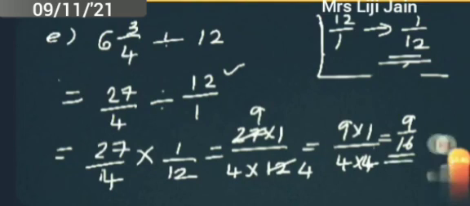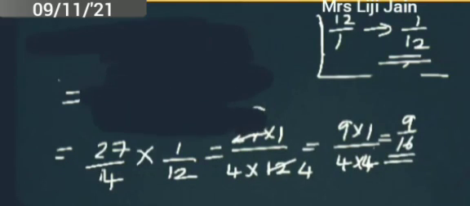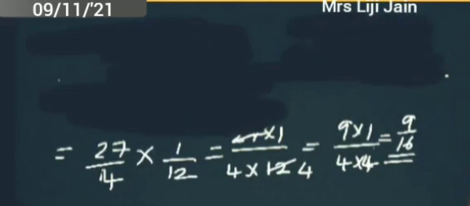Have you understood how to do it? So we have to find the reciprocal of the divisor fraction. Here the divisor is 12. The reciprocal of 12 is 1/12. So find the reciprocal of the divisor fraction and multiply. That is the rule. Okay. Now write down F.